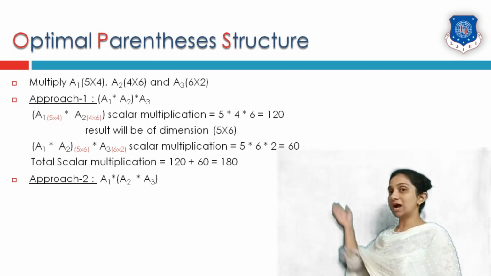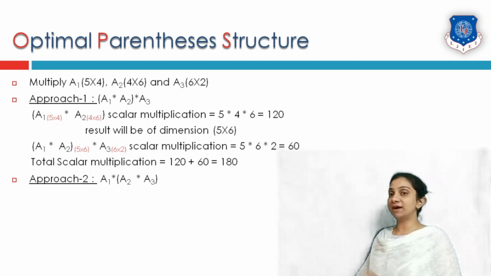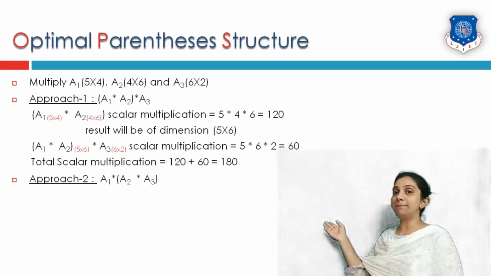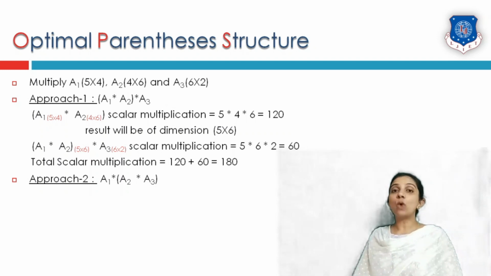So in total, how many scalar multiplications have we done? We have done 120 plus 60, that is 180 in total scalar multiplications to get our final result.